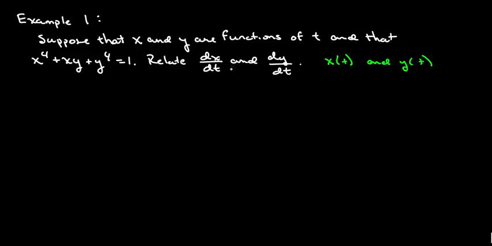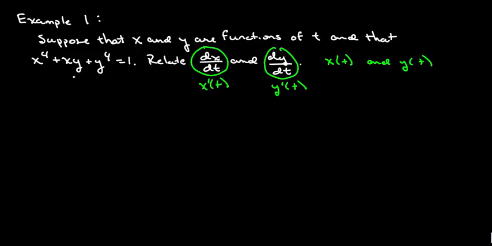This means we want to find x prime as a function of t, y prime as a function of t, and we want to find an equation or some relationship that compares these two guys. So I want an equation that's got these two guys in it right here, or you can think about it as these two guys right here. So how do we do that?